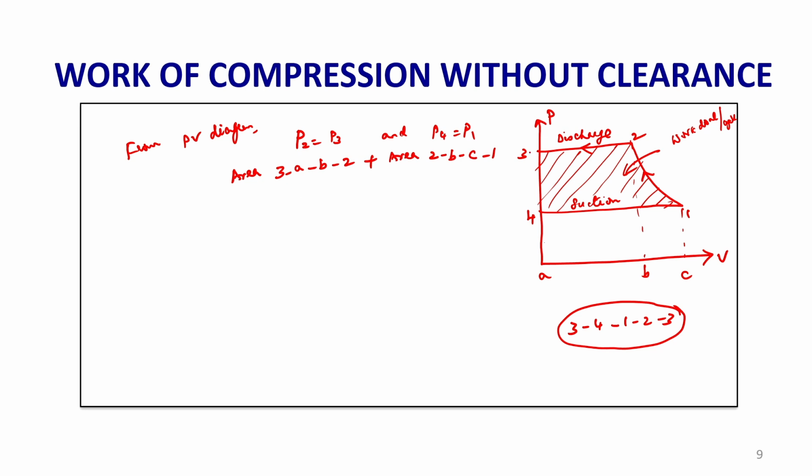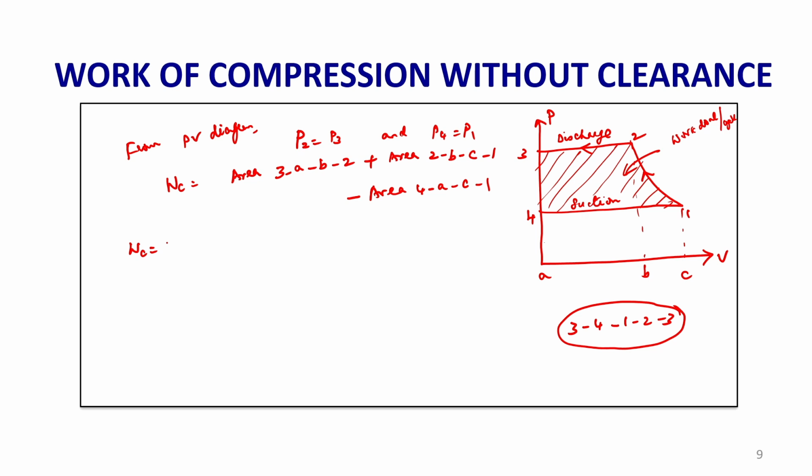So, area 3AB2 plus area 2BC1 minus area 4 to A, A to C and C to 1, let me rewrite it. This portion is to be subtracted. So, that is the work done, the work of compression.